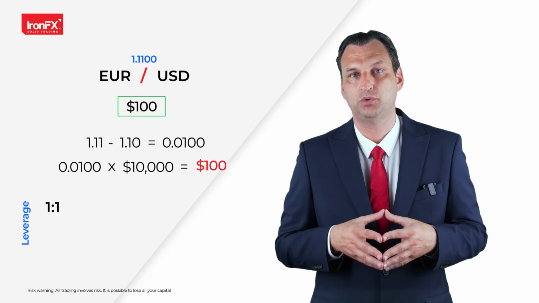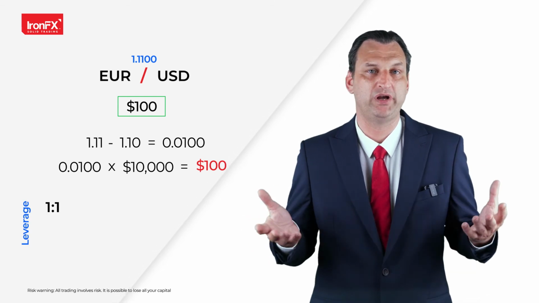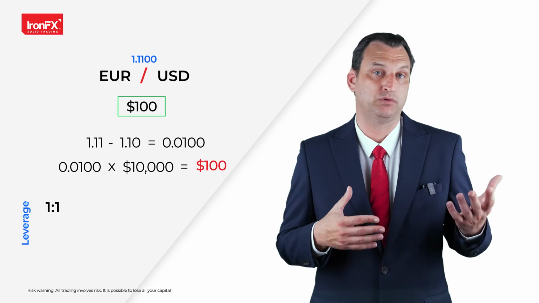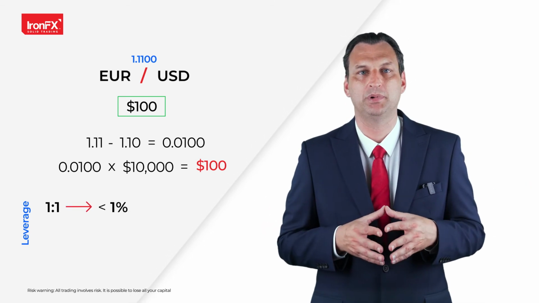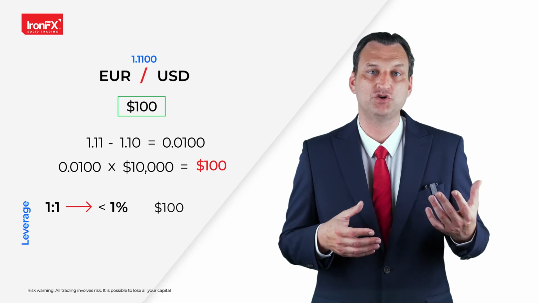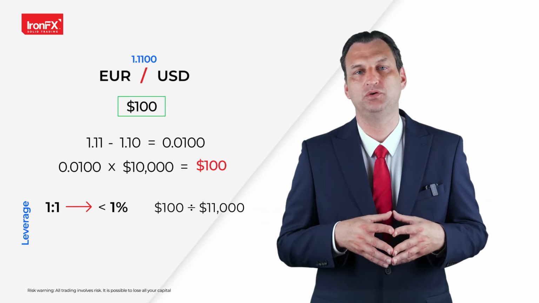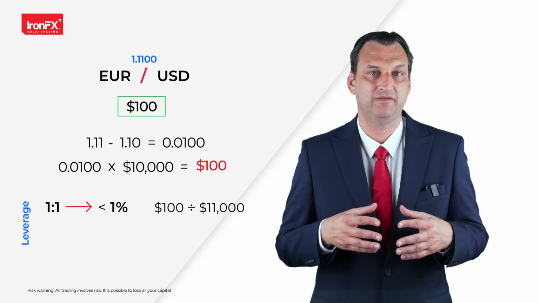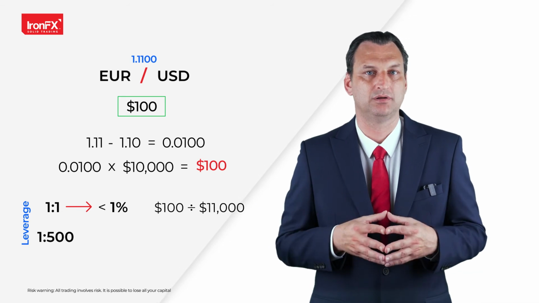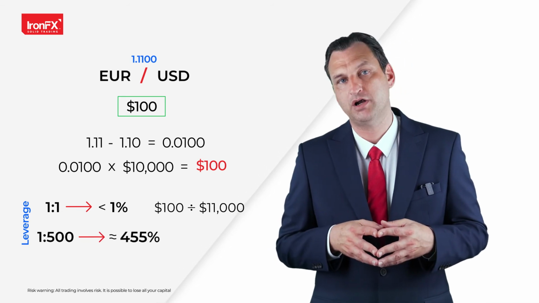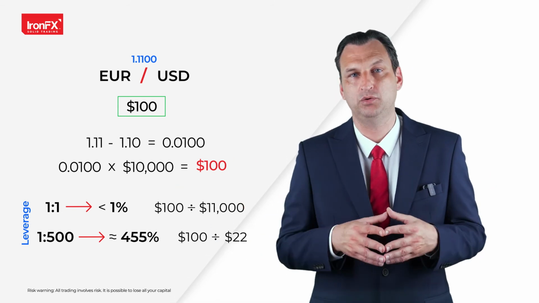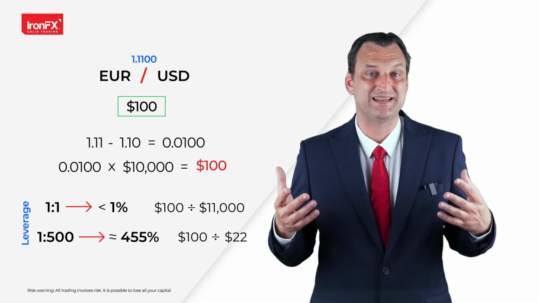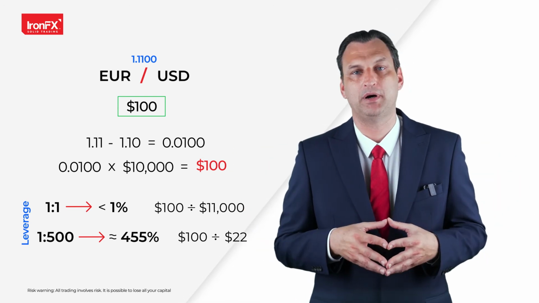If your leverage is 1 to 1, practically leverage free, instead of 1 to 100, the profit margin would be a fraction less than 1%, because you would have made $100 on $11,000. But if the leverage is 1 to 500, your profit margin is around 455%. That would be $100 the profit by $22 the margin. That's much higher relative to the amount invested.